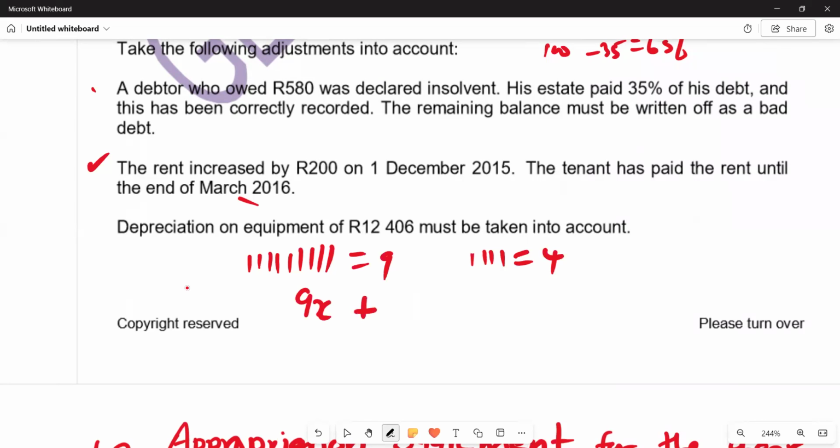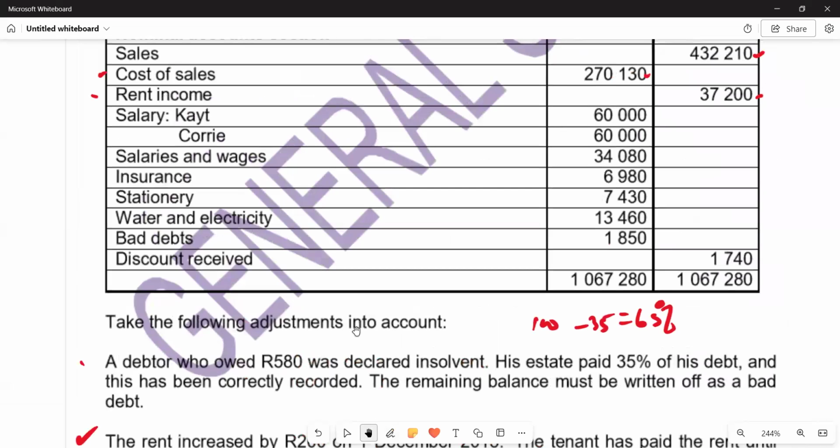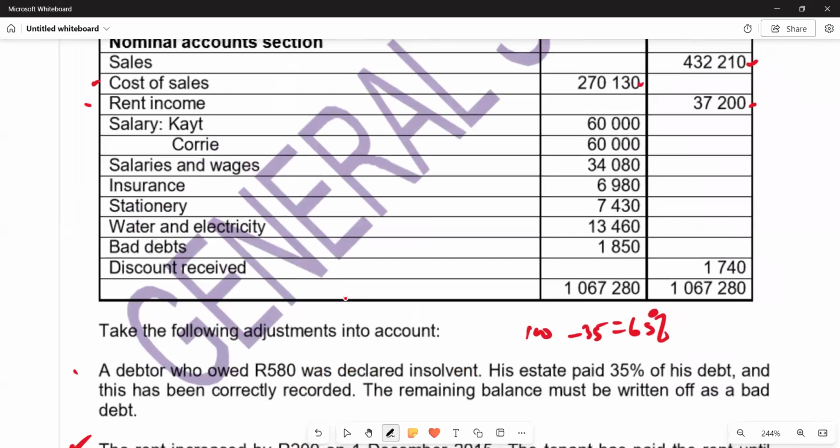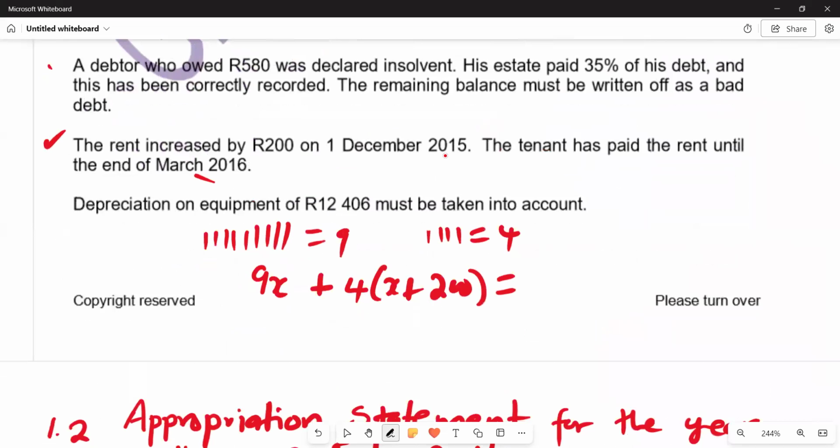And then we add, after it increased, it's now 4 months, and it increased by 200. It was now X plus 200. And then you get the total that was received. Remember, what we are having in the case of balancing is for 13 months. So we come here, and we are seeing that the rent income that was received is 37,200, and then we say it is equal to 37,200.